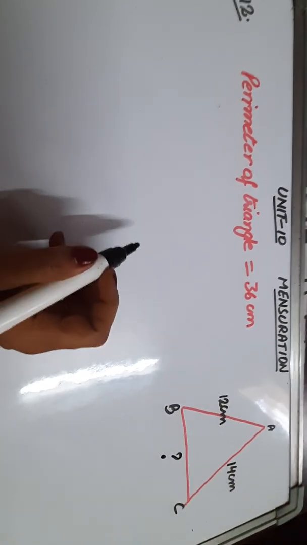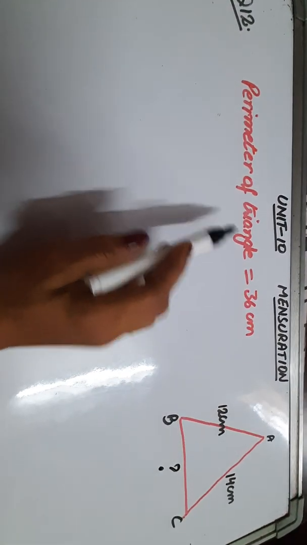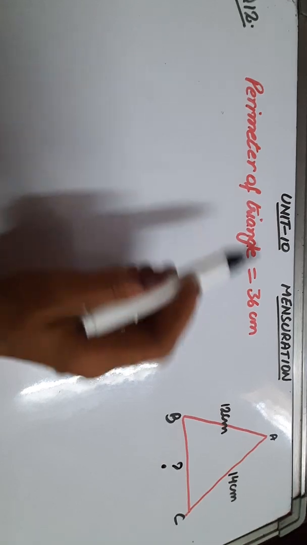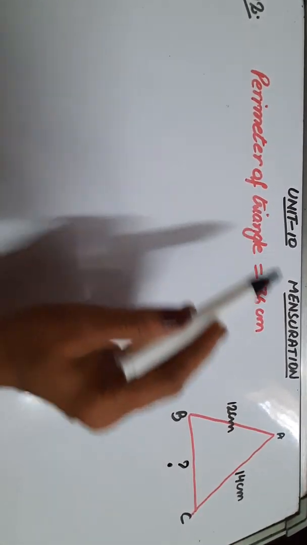The perimeter of the triangle is 36 centimeter. What is the third side? This is the third side which we need to find out. Dear students, I told you always start with the given part. If perimeter is given to us, we will start the question from perimeter only, and we will start using the formula of perimeter of a triangle.